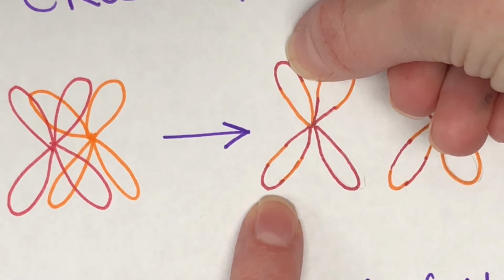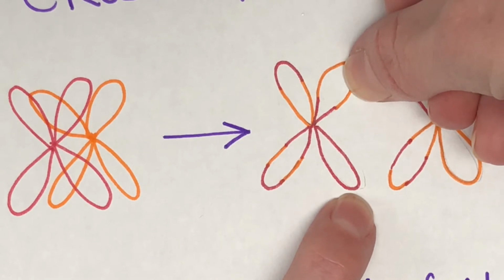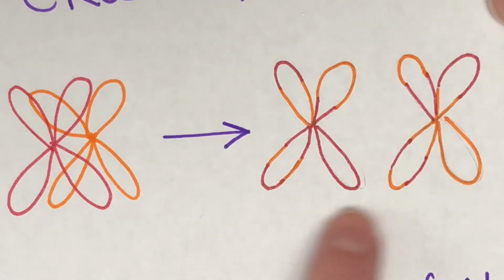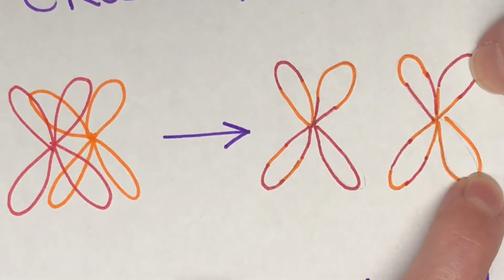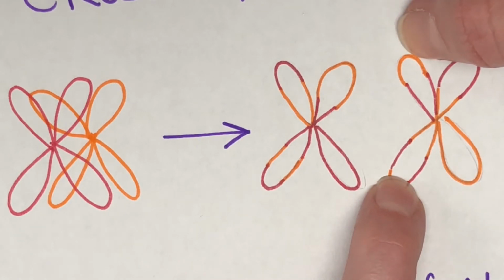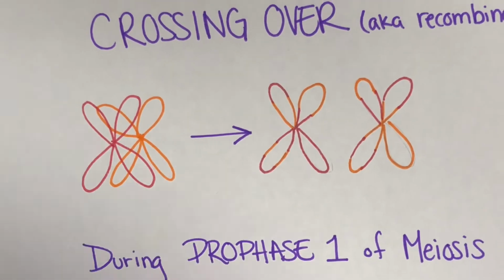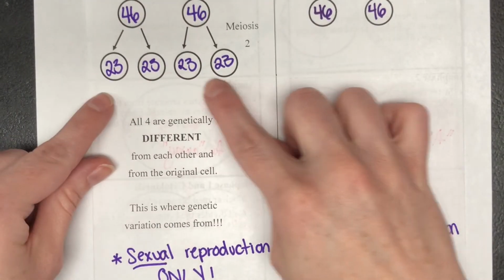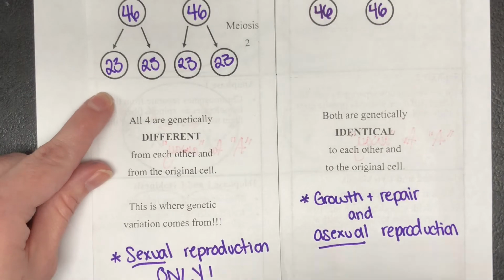This one has mostly red, a little bit of orange, mostly red, a little bit of orange, but different than this mostly red, little bit of orange. This one, mostly orange, little bit of red, mostly orange, little bit of red, again, but different than this mostly orange and little bit of red. And this is how we end up with this right here. These 4 genetically different cells.